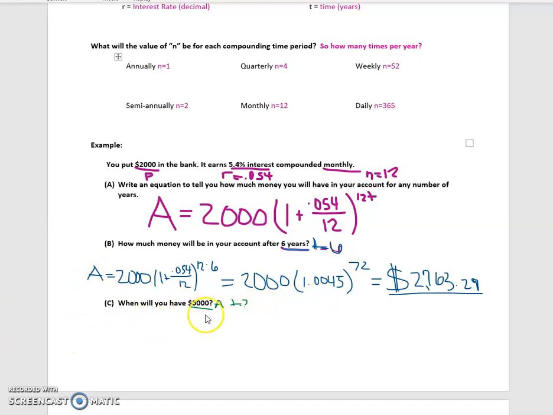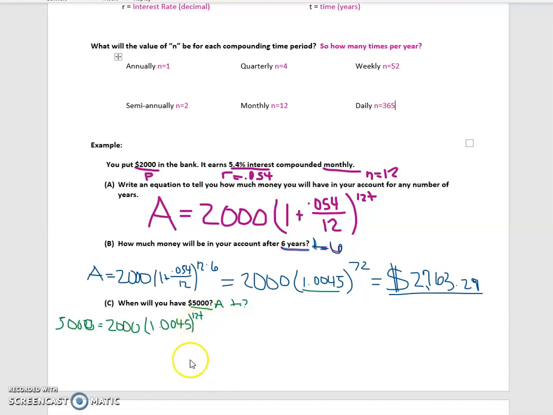So we're going to replace A with 5,000. So let's say 5,000 equals 2,000. Sorry, this is hard to write on. I don't have a stylus. I'm going to use our simplified form because it's just easier to write. So I'm going to use this value, the 1.0045, to the 12 times T. We don't know what T is. We want to know what T is.